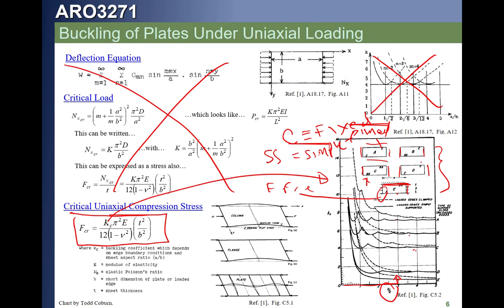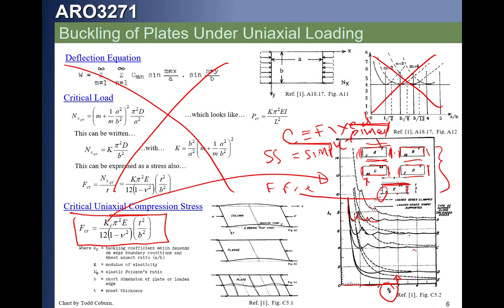This one is simple, free, clamped. Simple, simple, clamped, simple, clamped. Simple, simple, clamped, simple. Got that? That's all the solid lines in these curves. Now, you'll see these dashed lines, and what those correspond to is when our two ends are clamped. So remember, all the solid lines are when the two ends are simply supported. All the dashed lines are when the two ends are clamped.